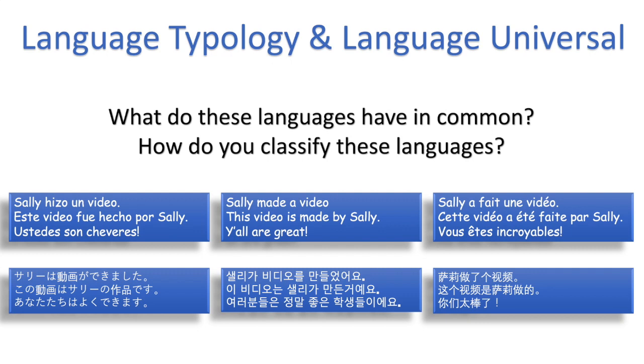So, here are the two important questions we'll discuss. What do these languages have in common? And how do you classify these languages? These two questions are extremely broad and complicated, but let's take some simple steps to approach them. Don't worry if you don't know all these languages. We'll go through them together. For now, let's just take a simple first look at them and see what you notice.